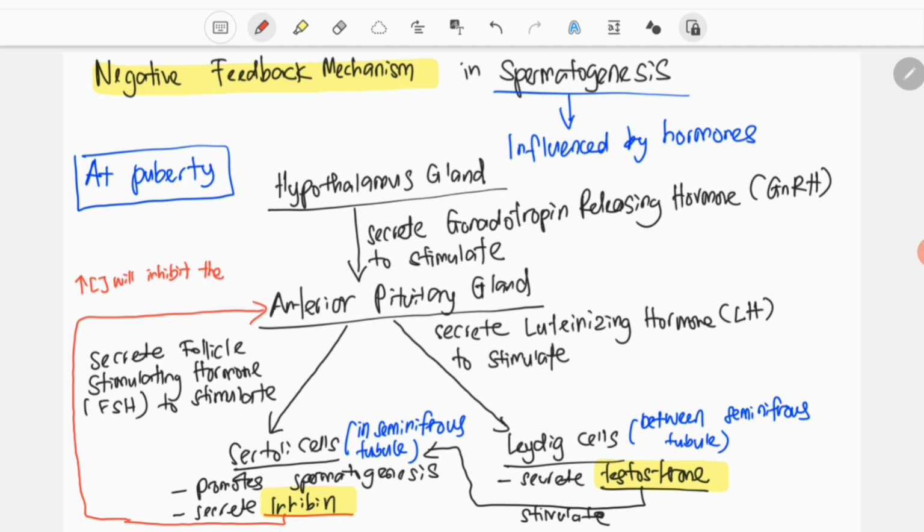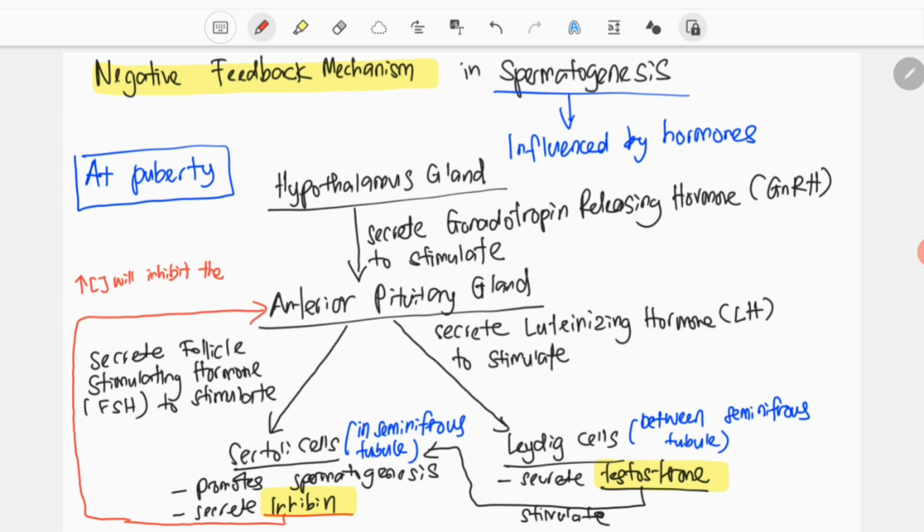So kalau kurang FSH dan kurang LH, maksudnya kurang stimulation kepada Sertoli cell dan juga kepada Leydig cell. So kalau kurang stimulation kepada Sertoli dan juga Leydig, so Sertoli akan kurang proses spermatogenesis, Leydig pula kurang secrete testosteron. So nampak tak, dia adalah negative feedback sebab high inhibin menyebabkan kurang FSH dan kurang LH, and finally kurang spermatogenesis. So itu adalah negative feedback mechanism yang pertama.